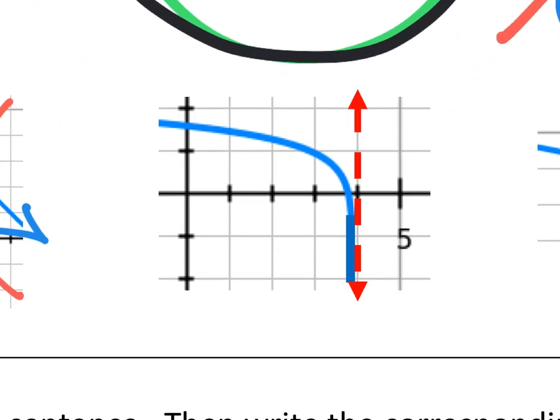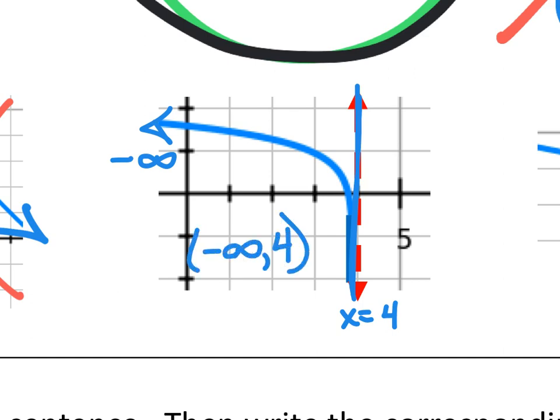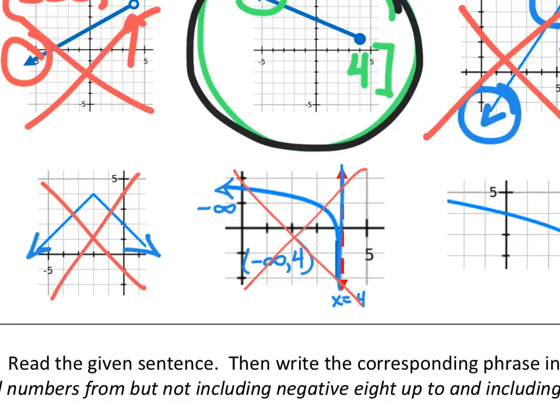This graph is slightly tricky. On the left, it goes to negative infinity. On the right, it goes to x is 4, but because of this asymptote here, the domain would be negative infinity to 4 with a round parenthesis, not with a square bracket. So this graph is also not one of our correct answers.